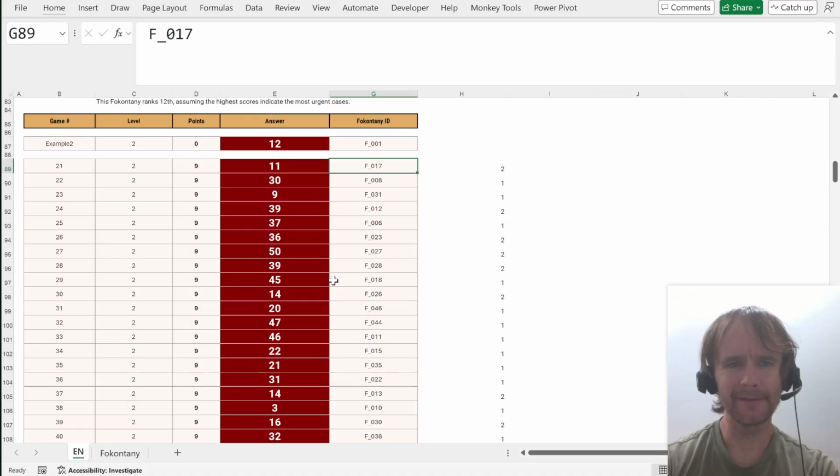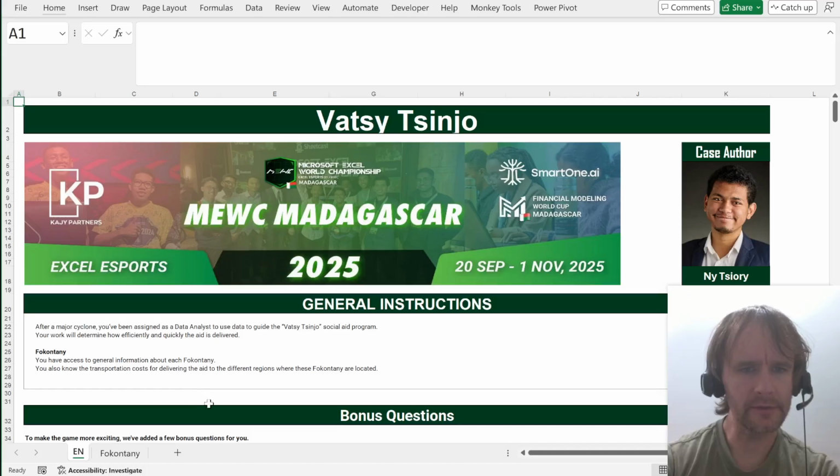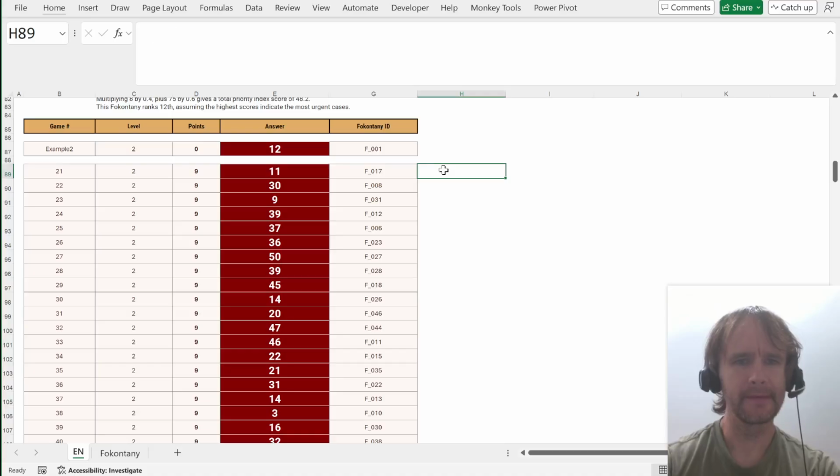Yeah, F17 is a tie. Does it say anything in the instructions? No. I feel like that needs to be said. Alright, well, gonna move on.